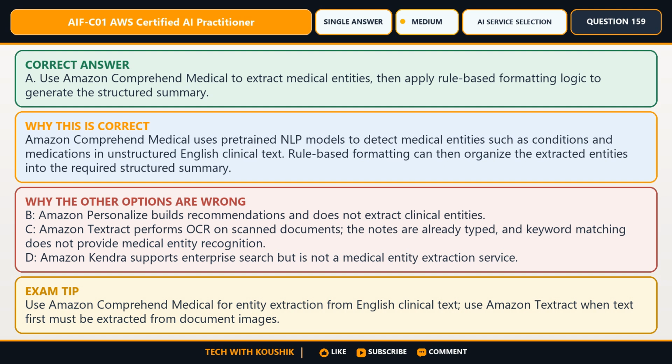Now eliminate the distractors. B. Amazon Personalize builds recommendations and does not extract clinical entities. C. Amazon Textract performs OCR on scanned documents, the notes are already typed, and keyword matching does not provide medical entity recognition. D. Amazon Kendra supports enterprise search but is not a medical entity extraction service. A useful exam pattern is this. Use Amazon Comprehend Medical for entity extraction from English clinical text. Use Amazon Textract when text first must be extracted from document images.